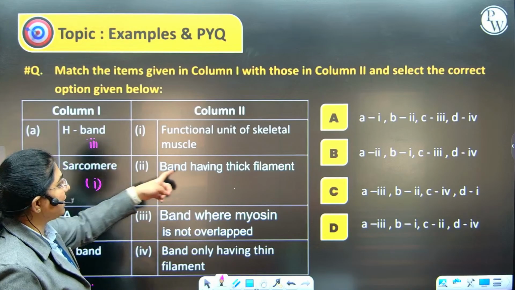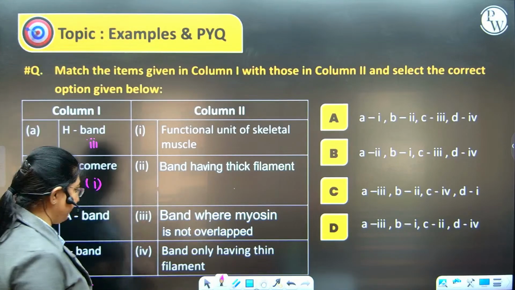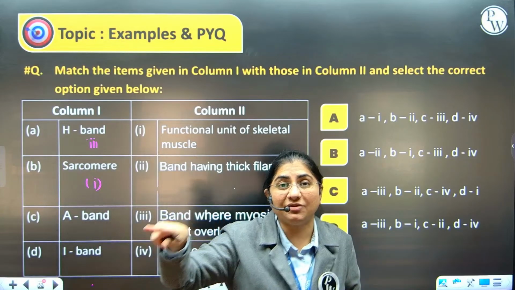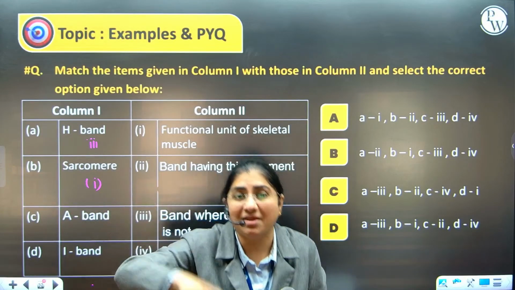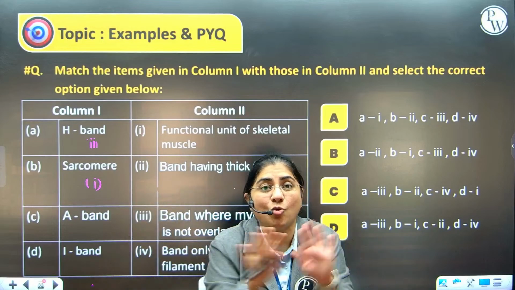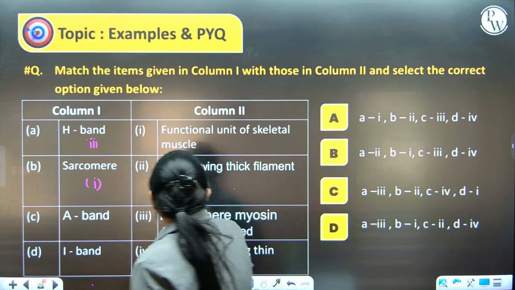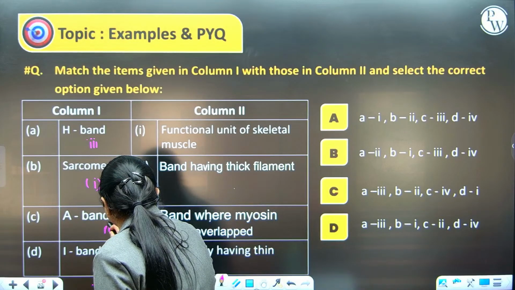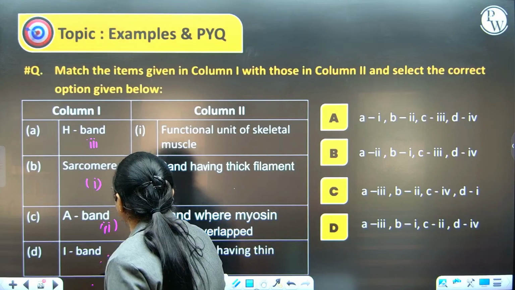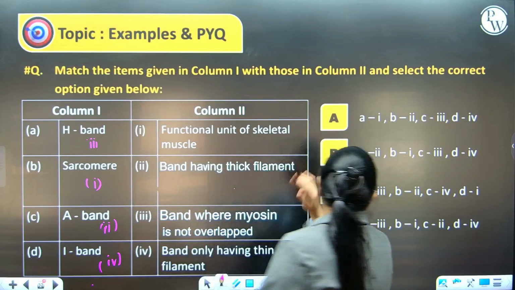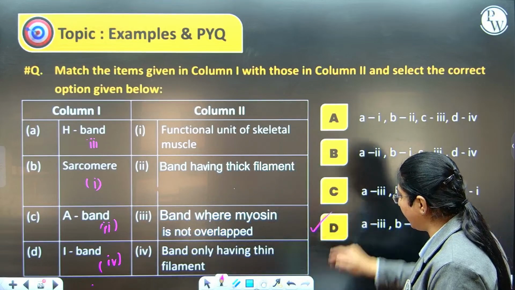A band is a band having thick filaments. NCERT statement: A band has thick filaments, I band has thin filaments, A band has myosin, I band has actin. Only the word is not used. Be very careful. So A band is the band with thick filaments and I band is the band here. So it will be 3, 1, 2, 4. Answer key D.